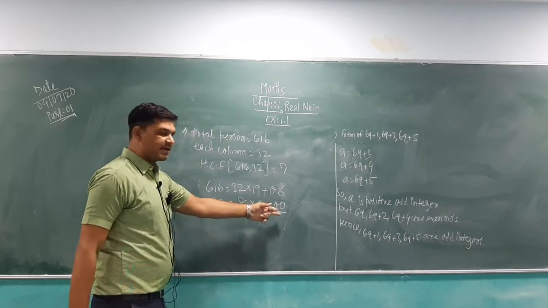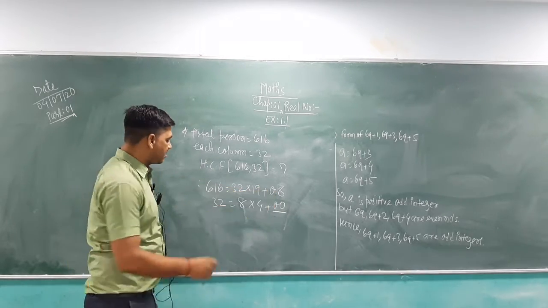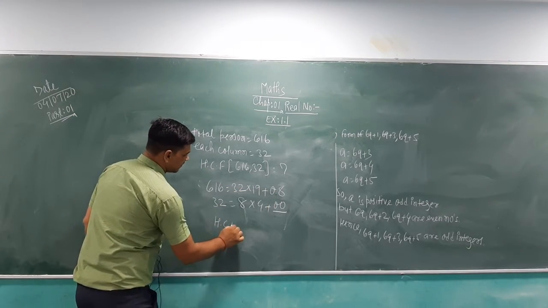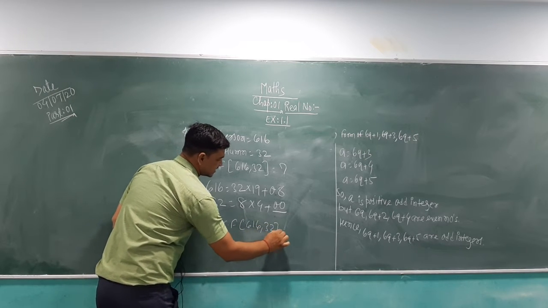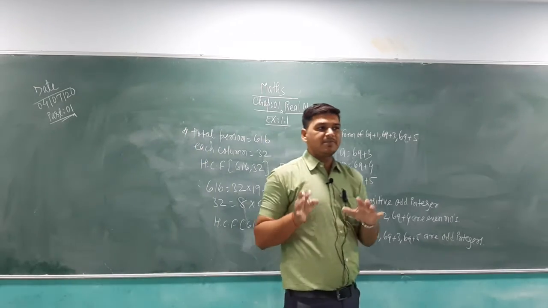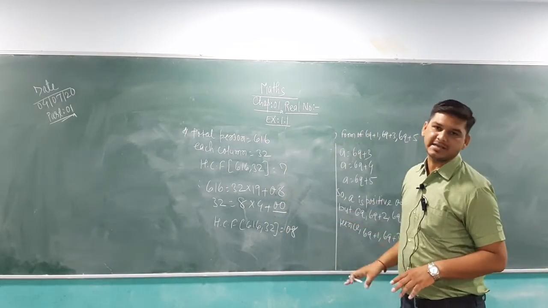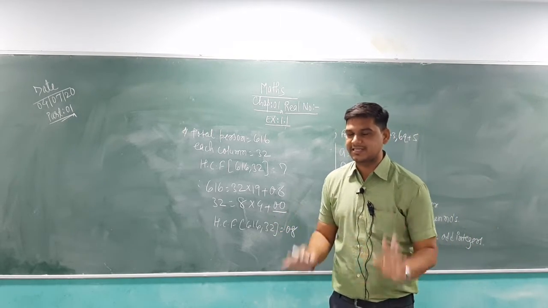Now, when we get the remainder 0, the previous remainder is called the HCF. The HCF is 8. So the HCF of 616 and 32 is equal to 8. So we can create a maximum of 8 columns of the army consignment. If the word maximum is given, then we have to find the HCF.